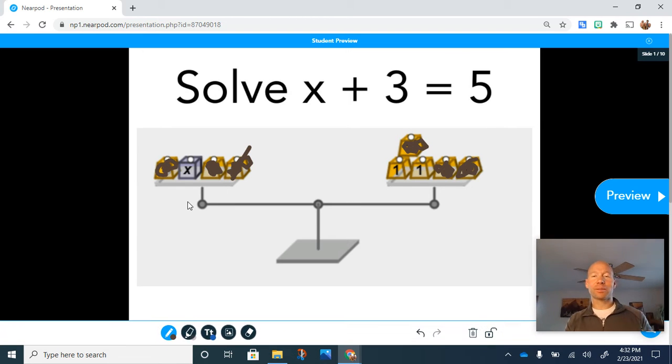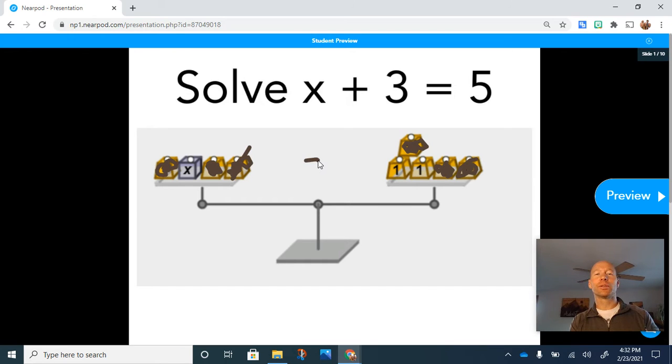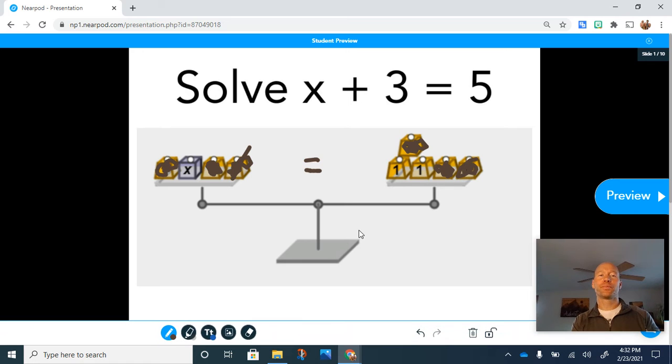And then I have another one here and eliminate another one on the right side. And now I have x by itself. So the variable is isolated, it is by itself. And I have 2 on the other side. So we know from this equation that x equals 2. This x is equal to 2.